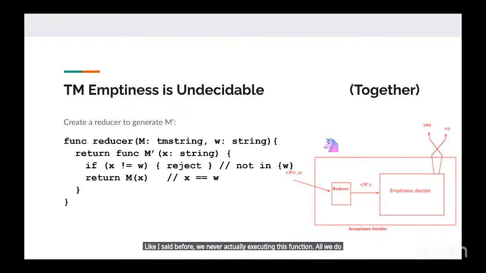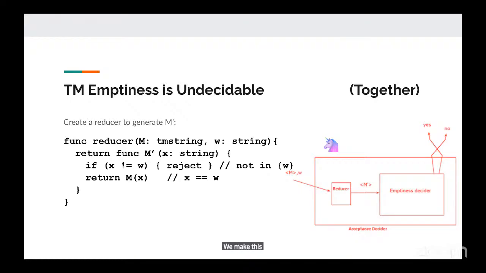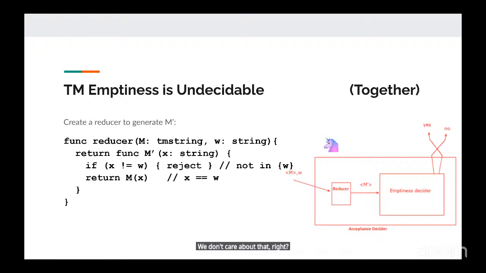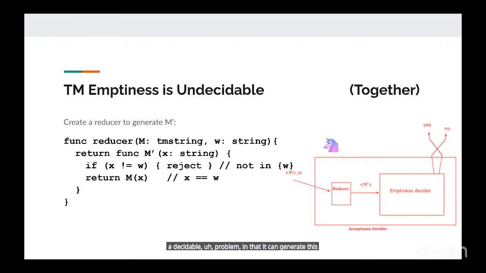All we do is we execute the outer function, the reducer. We make this, and then we just give it to the emptiness decider. So you should be having some alarm bells go off. How is the emptiness decider going to use that necessarily? If you've got a recognizer in there, it's not a decider. How could it be decidable? But we don't care about that. We just care about making the reducer function a decidable problem, in that it can generate this function, and it definitely finishes doing that.